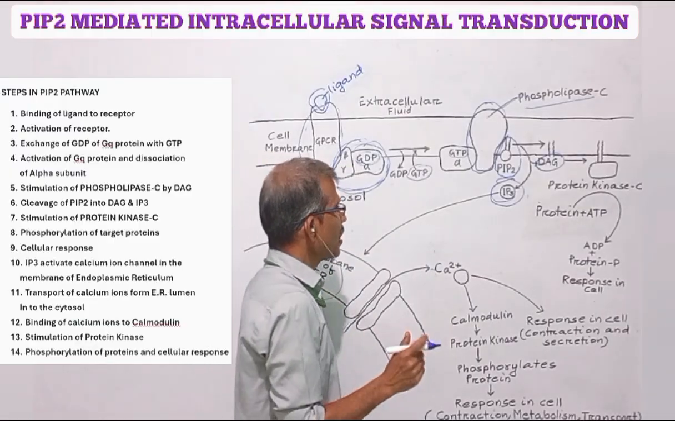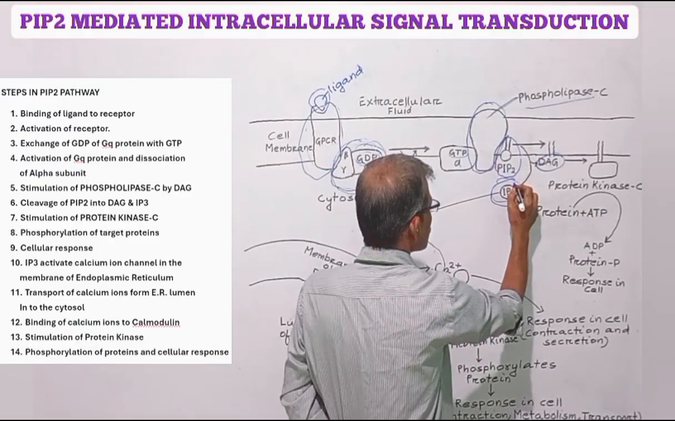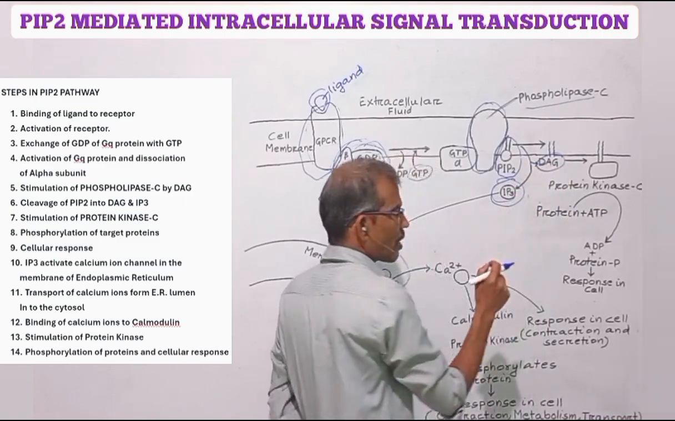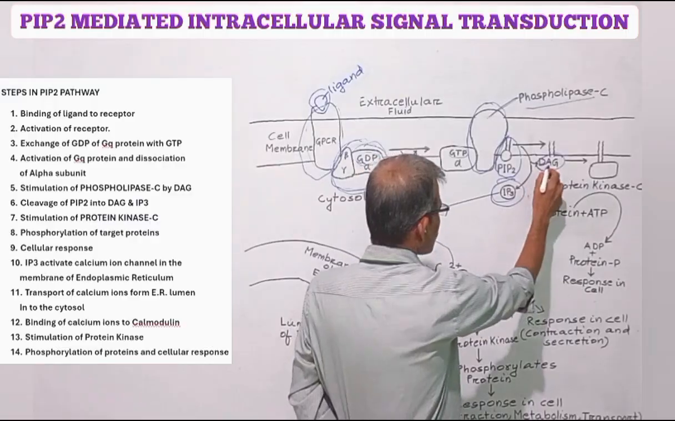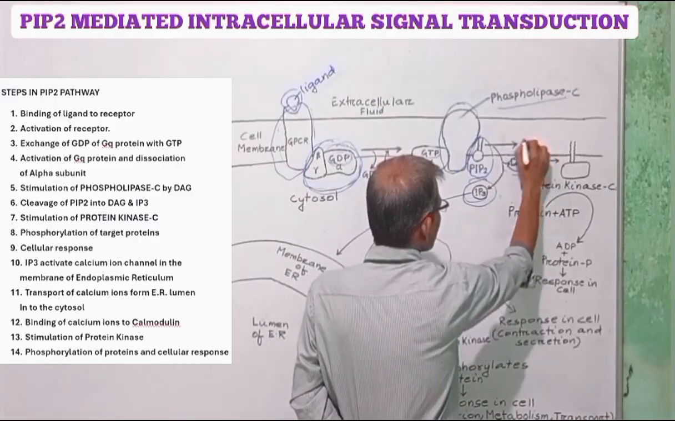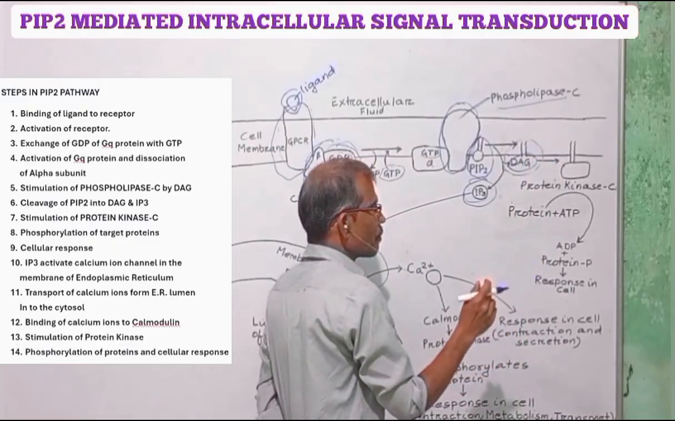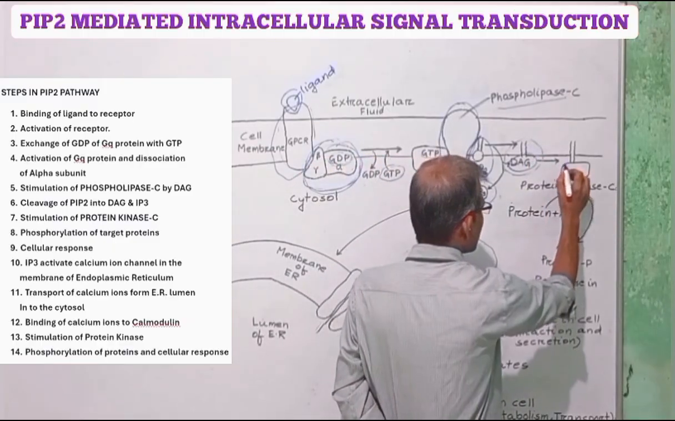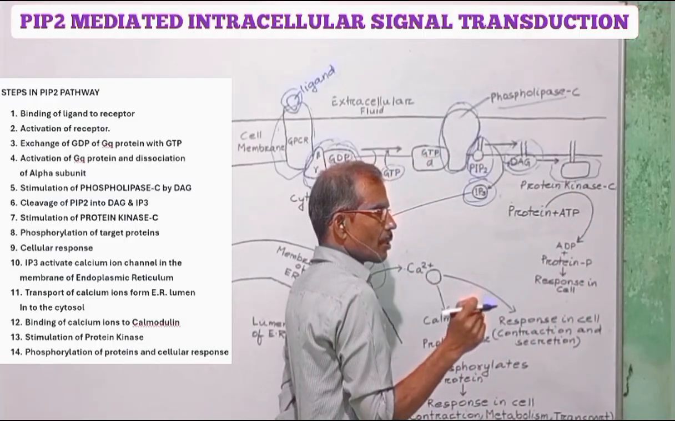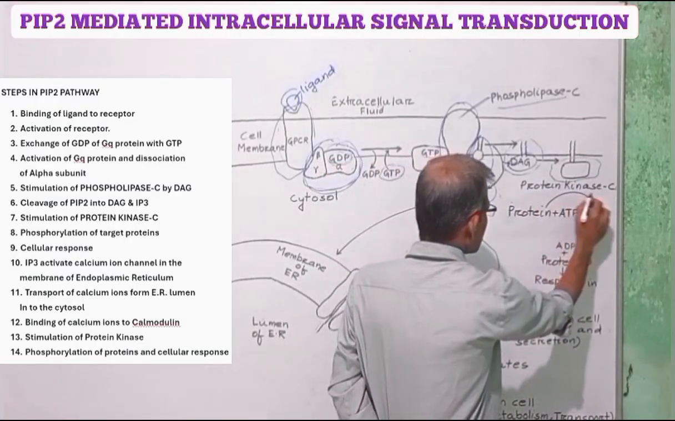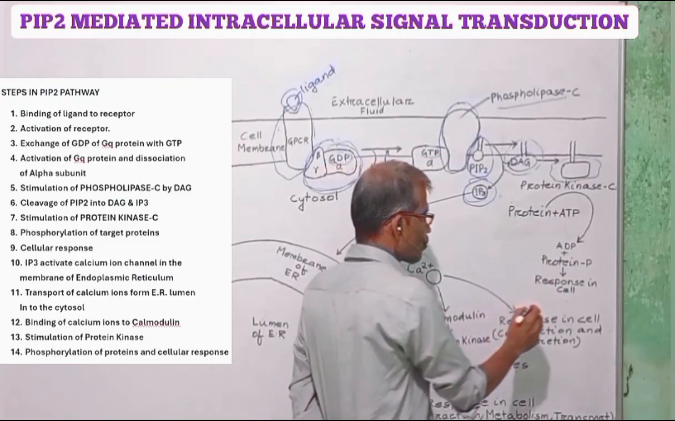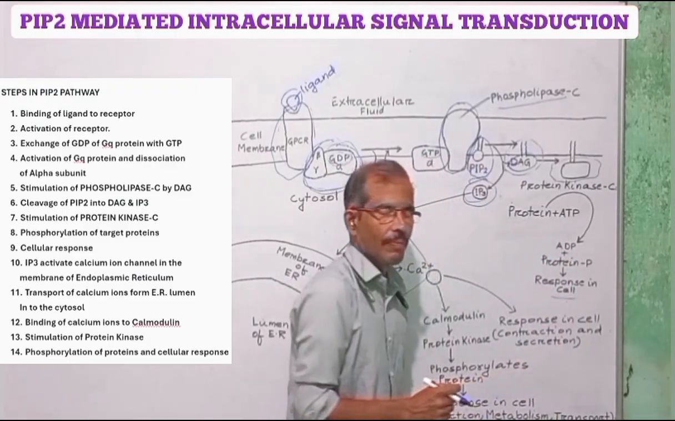Phospholipase C then cleaves phosphatidylinositol bisphosphate into diacylglycerol and inositol triphosphate. Both act as second messengers. Diacylglycerol remains associated with the cell membrane and activates an enzyme known as protein kinase C. Like other protein kinases, this enzyme also phosphorylates different proteins that leads to a response in the cell.